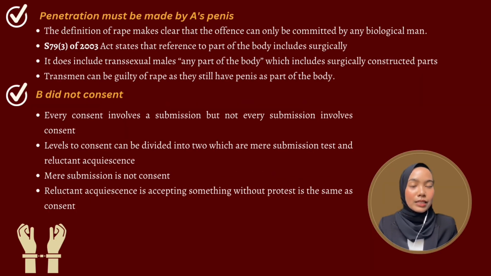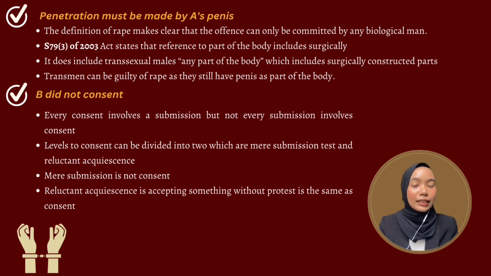So the next point is, penetration must be made by a penis. The definition of rape makes clear that the offence can only be committed by a biological man. Section 79, subsection 3 of the Sexual Offences Act 2003 states that reference to part of the body includes a surgically constructed part. It does include transsexual males. Hence, trans men can be guilty of rape as they still have a penis as part of their body.